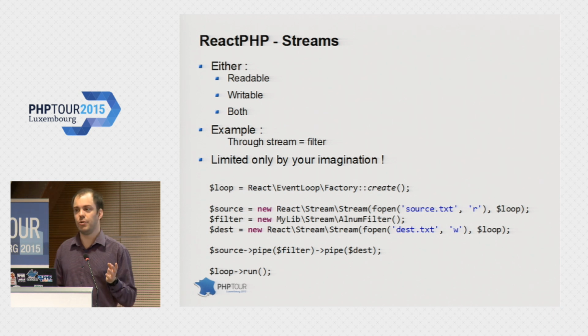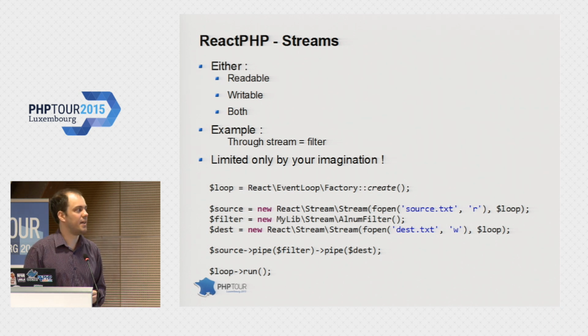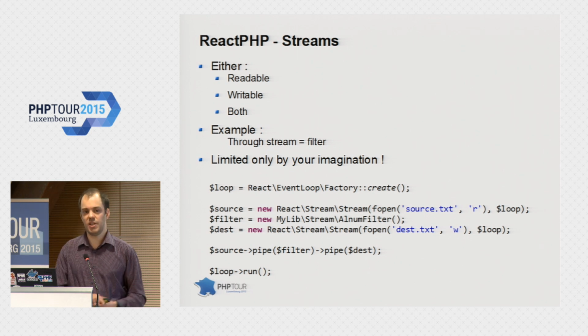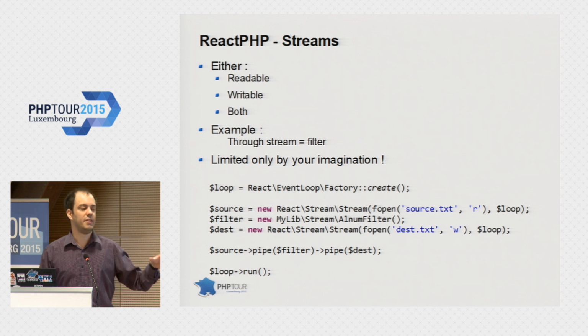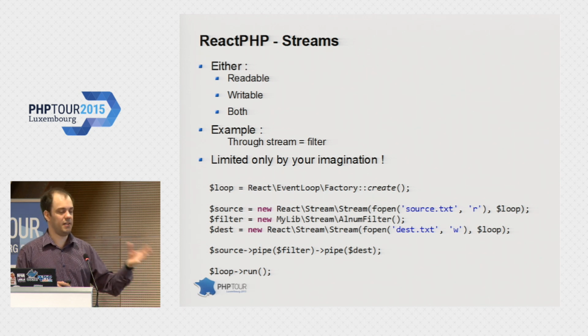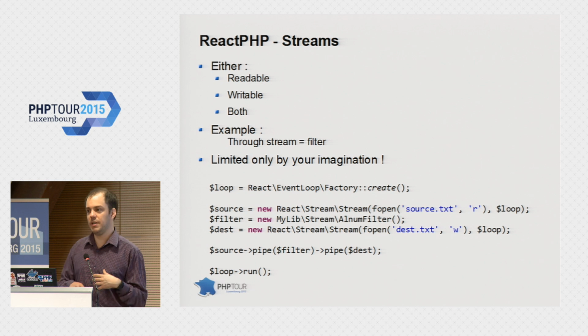Now, for those of you who are used to shell scripting, we can just say source, so that file, pipe this through the filter, then pipe it to the destination. So take the source, send it to the filter, send it to the destination, and they will handle it automatically. So this is very useful. This is a very easy way of handling data without having to write extremely complicated things and still allowing you to do it in an asynchronous way.